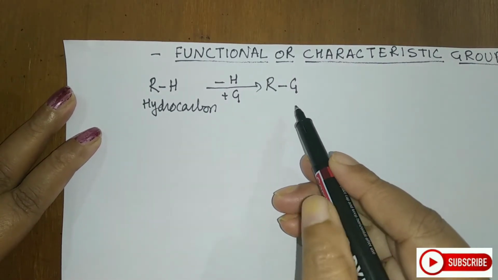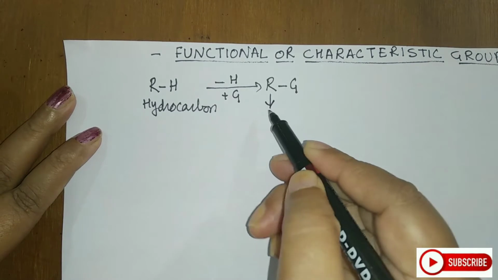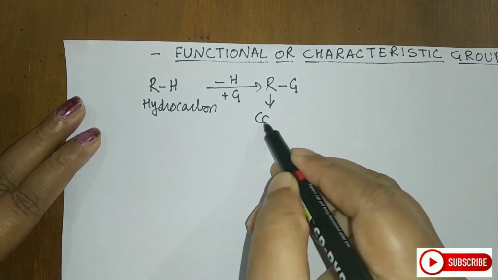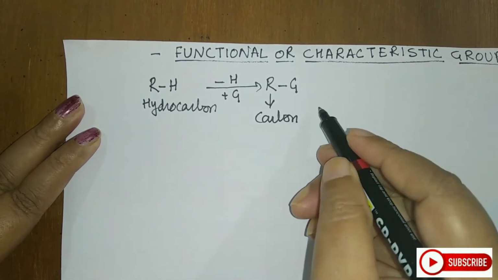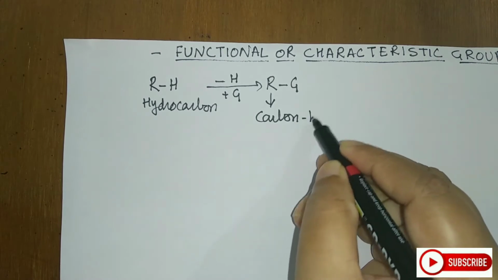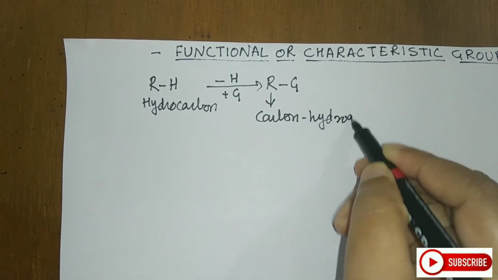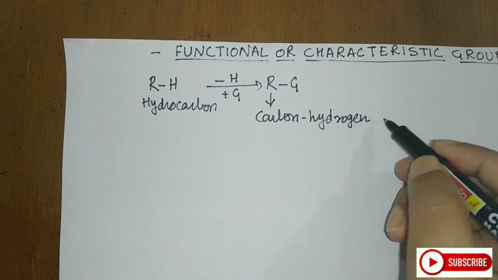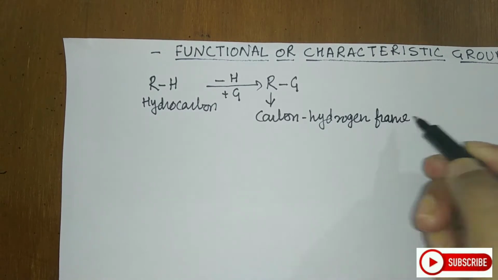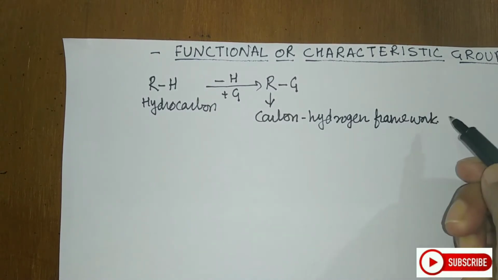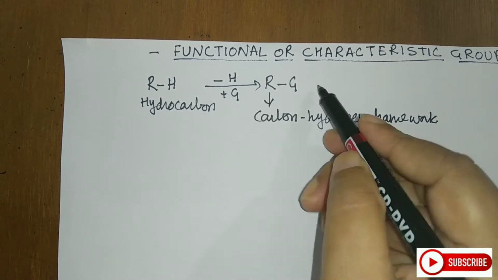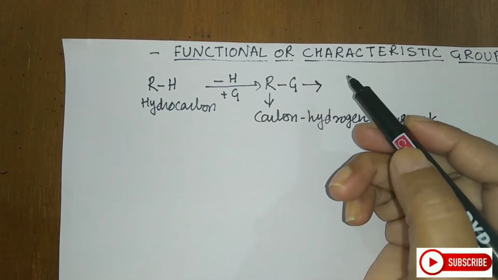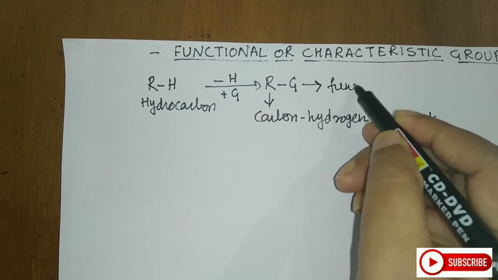So what does this R indicate, students? The R here denotes the carbon-hydrogen framework of the molecule, while the second part, that is G, is called the functional group.